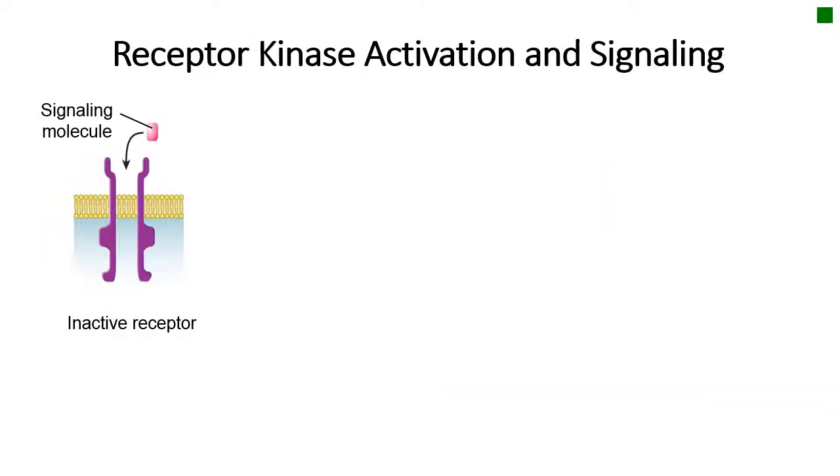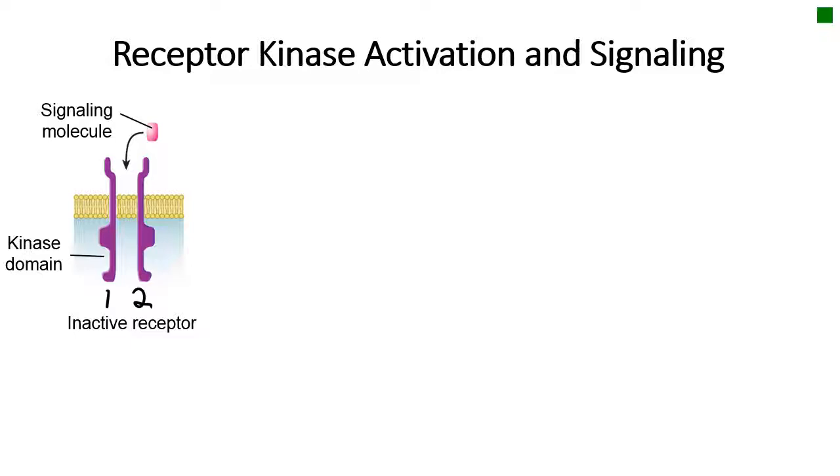The second major group of receptor proteins are called receptor kinases. A kinase is an enzyme that adds a phosphate group to another molecule in a process called phosphorylation. Receptor kinases are receptor molecules that contain cytoplasmic kinase domains. These domains become active after binding to the signaling molecule. Receptor kinases function as dimers, meaning that there must be two copies of the receptor protein for activation to occur.